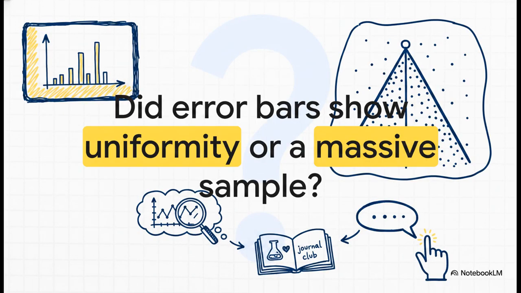Which leaves us with a final, pretty empowering question for you to ponder. Think back to the last medical paper you read, or the last graph you saw presented. Did those error bars actually reflect true clinical uniformity? Or were you just looking at the mathematical shadow of a massive sample size? Take these new critical thinking skills directly into your next journal club, and do not let the data deceive you.